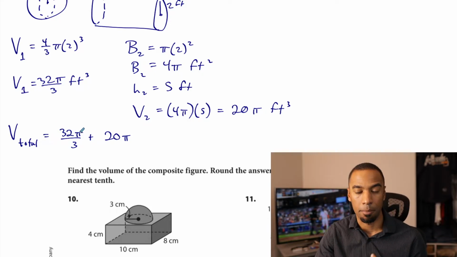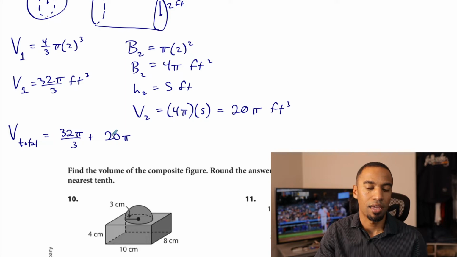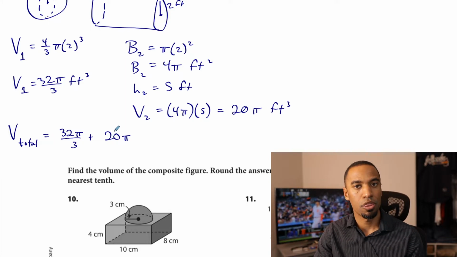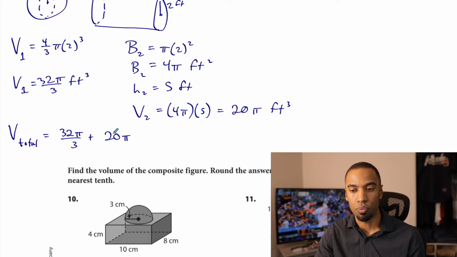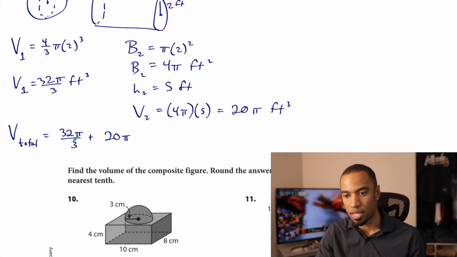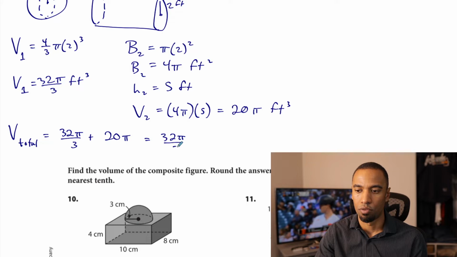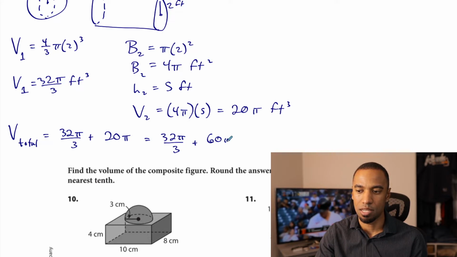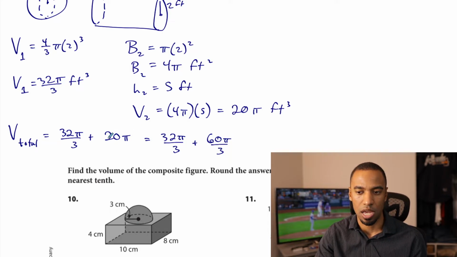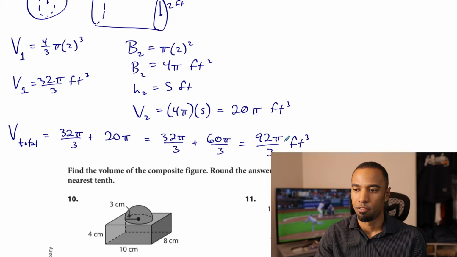I need to find a common denominator. 20 pi can also be written as 60 pi over 3, because 60 divided by 3 is 20, and I need to get that 3 with it. So that's going to be 32 pi over 3 plus 60 pi over 3. That'll give me 92 pi over 3 cubic feet.